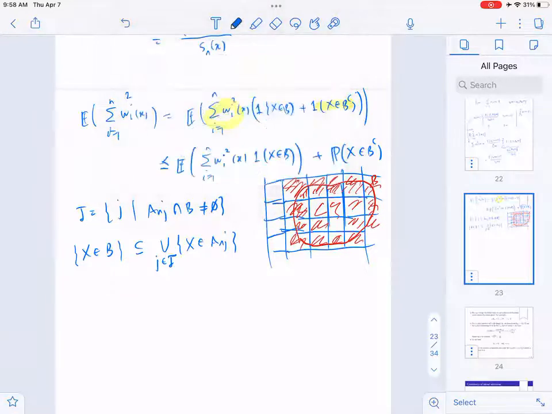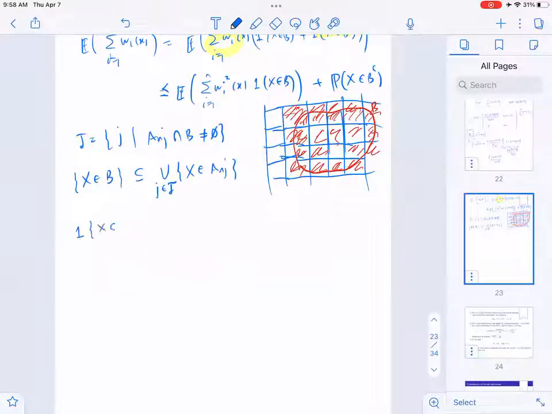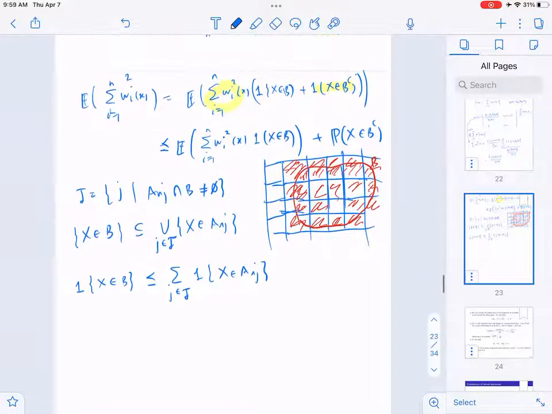So if you think about the indicator, it is going to be bounded below by this. If you have a union relation, then the indicator is like this. Does that make sense? If this is 1, it's in one of them, so one of them would be 1, so this is less than or equal to 1. If this is 0, then this is obviously true.